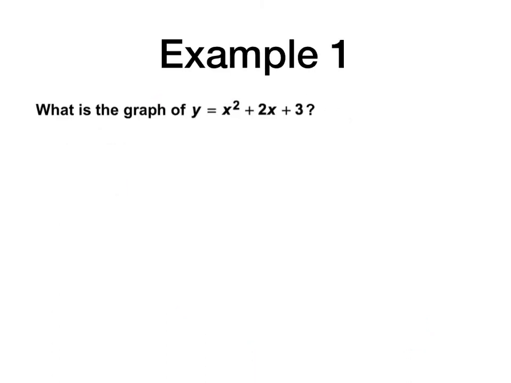So examples. What is the graph of y is equal to x squared plus 2x plus 3? What is our a here? No, a is what's being multiplied to x squared. Do we have anything that's being multiplied to it? 1. What is our b? 2. And what's our c? 3. So first let's find our axis of symmetry.